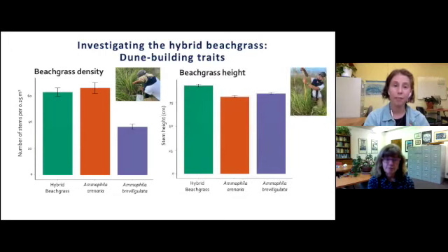When we looked at beachgrass height as well, we find that the hybrid grows taller than both of its parents by about 10 centimeters in the field, similar to what was found early on in the hybrid's discovery too. So we continue to see that the hybrid grows taller than both of its parents, and denser than one of its parents.